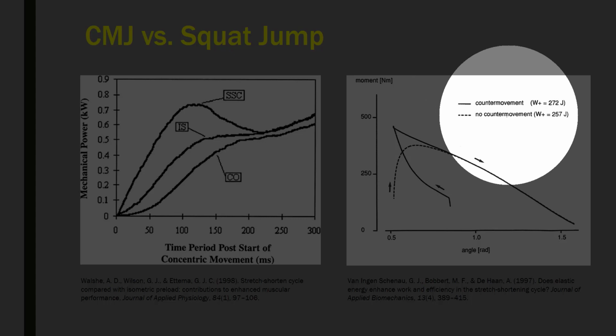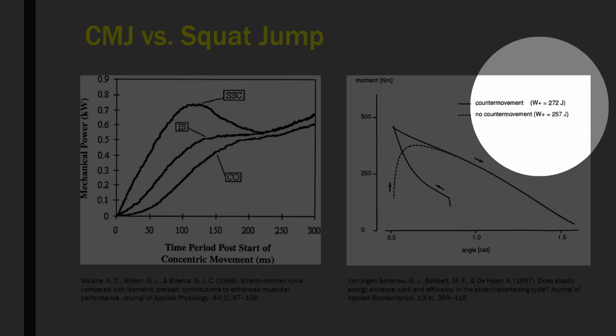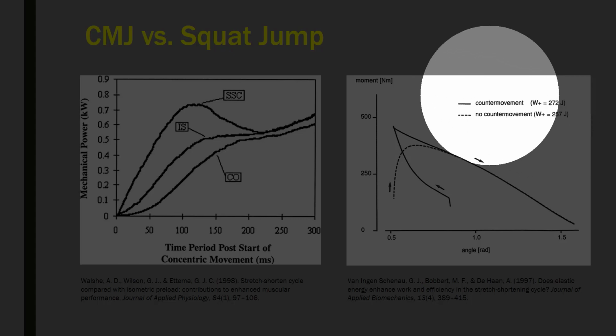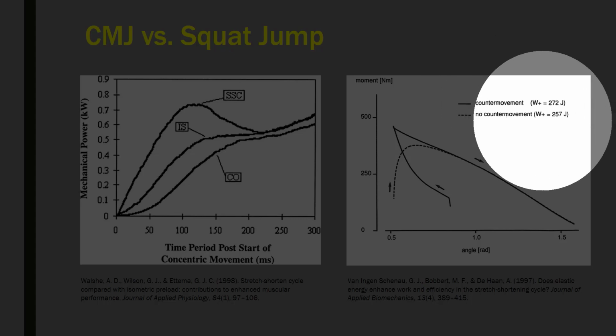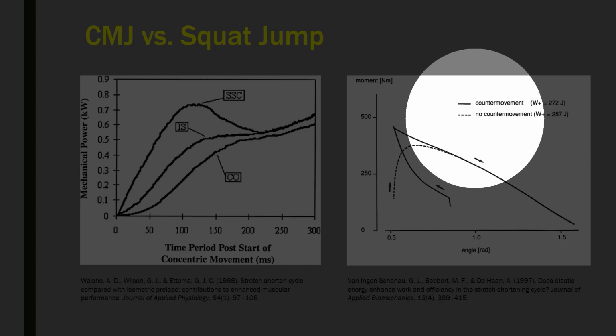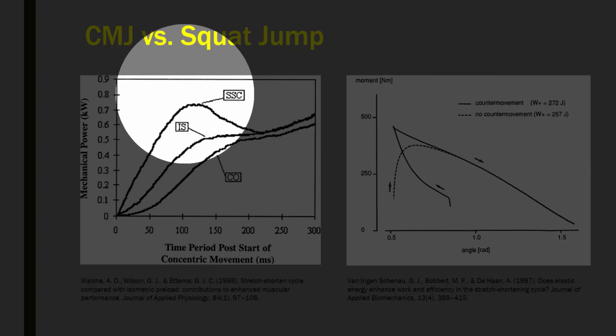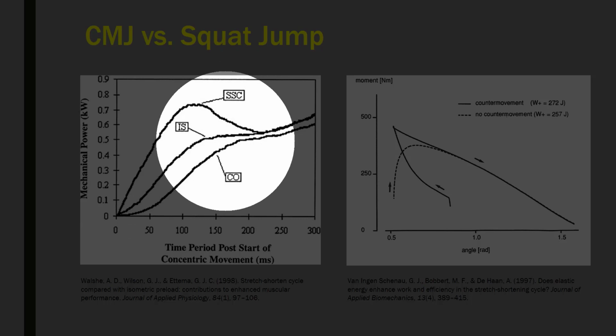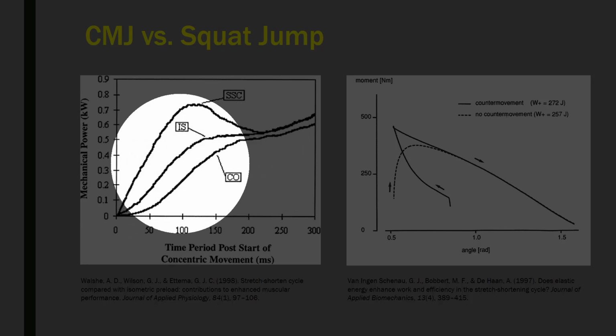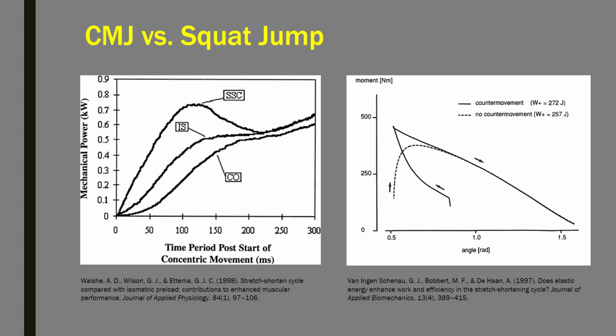You can see here there's some evidence that was published in the literature in the early 90s. During a countermovement jump, the net power generated was slightly higher than it was during a squat jump. And you can see here the mechanical power of the stretch shortening cycle as compared to an isometric squat, as well as the squat jump itself. And you could see here for the SSC there is slightly more mechanical power generated.